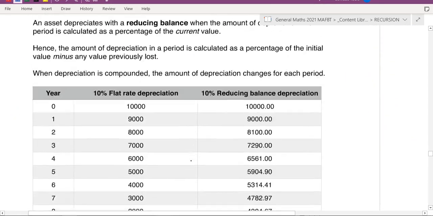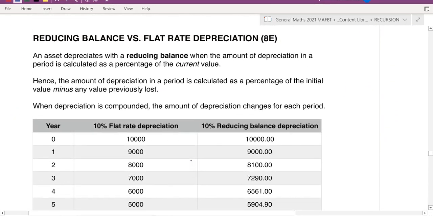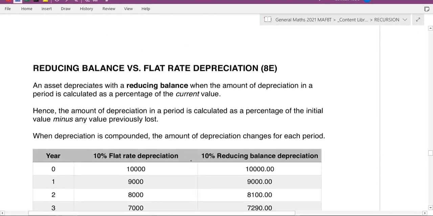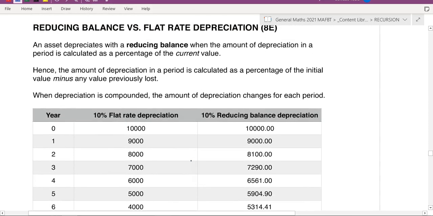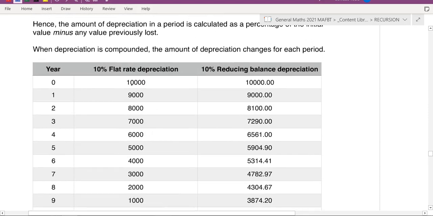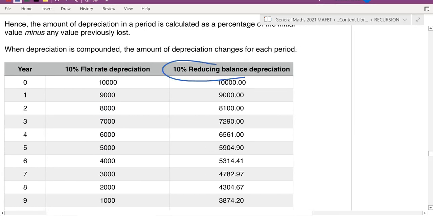Right, let's keep going. So reducing balance versus flat rate. This is basically just going to point out the difference between flat rate depreciation. So similar to last time, with flat rate you're just minusing or adding the same amount. You can see here it's minusing 1,000 each time. But for this one, without calculating the R value, can anyone tell me what are you multiplying each time to get the next number?